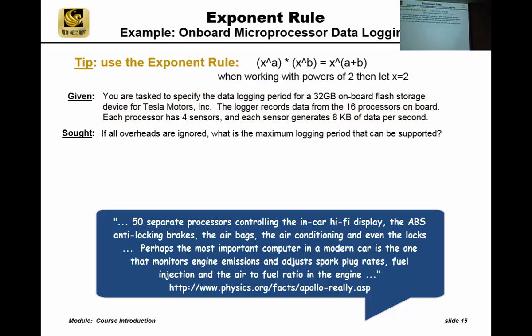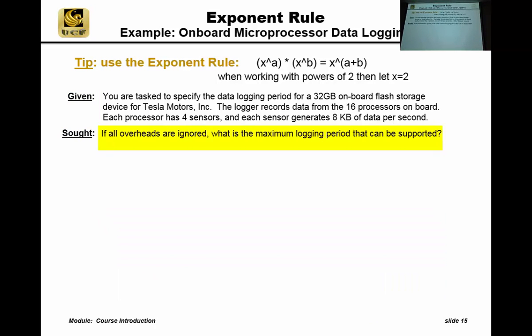I always set up the problems like this, givens and soughts, and that's pretty much real world. So if all overheads are ignored, what is the maximum logging period that can be supported? Well, we have 32 gigabytes of onboard storage. Before I go to solve this with you, what would be the sketch in your mind? What is the sketch of the solution?